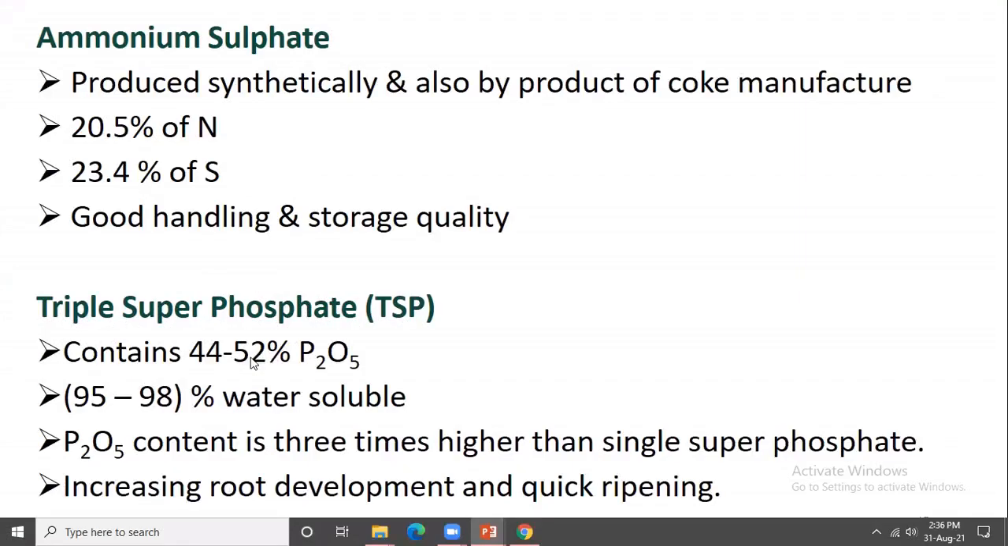It contains 42 to 52% of P2O5 and 95 to 98% of water. The P2O5 content is 3 times higher than single superphosphate. What is the difference from single superphosphate? In single superphosphate it is one time, in triple superphosphate it is 3 times. It helps root development and the quick ripening process.